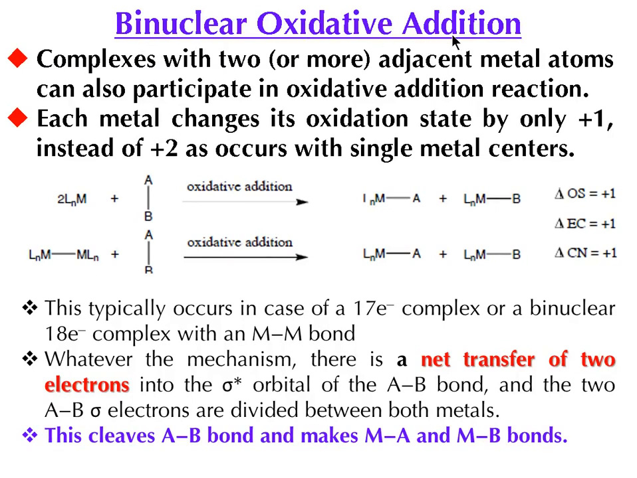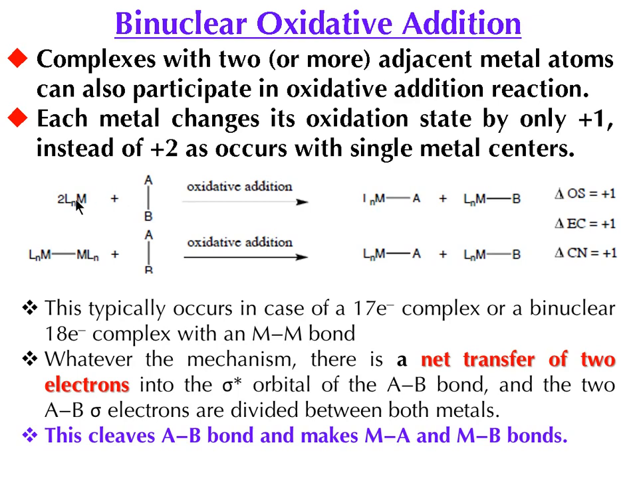Binuclear oxidative addition. This is a type of oxidative addition that occurs on two metallic centers, homometallic or heterometallic. So complexes with 2 or more adjacent metal atoms can also participate in oxidative addition reactions. Each metal center changes its oxidation state, its electronic counting and its coordination number only by 1, instead of 2 as occurs in the normal oxidative addition with a single metal center.